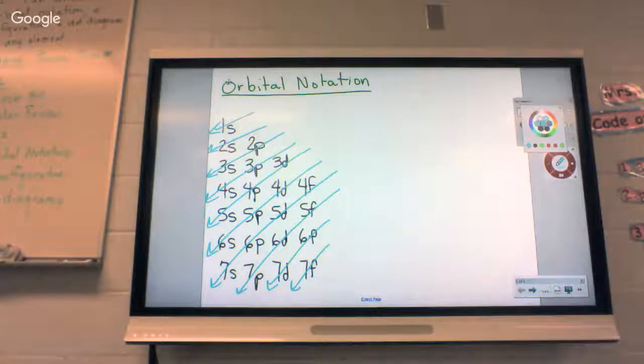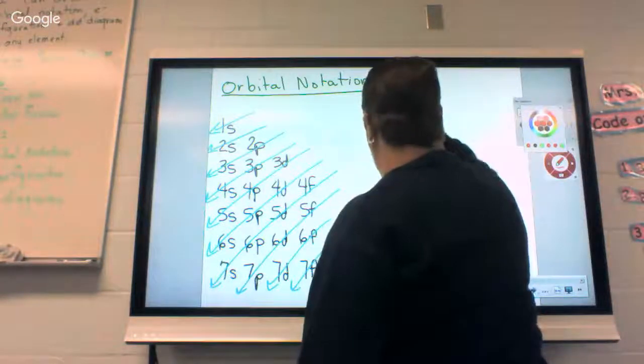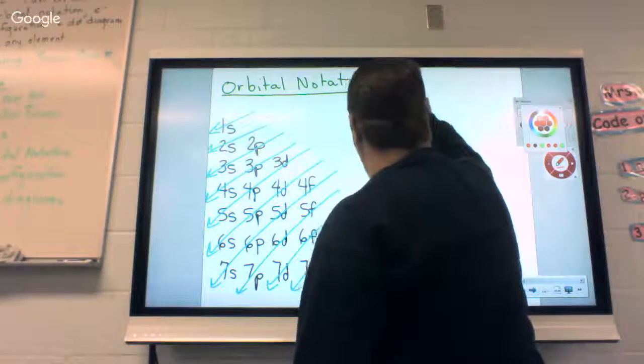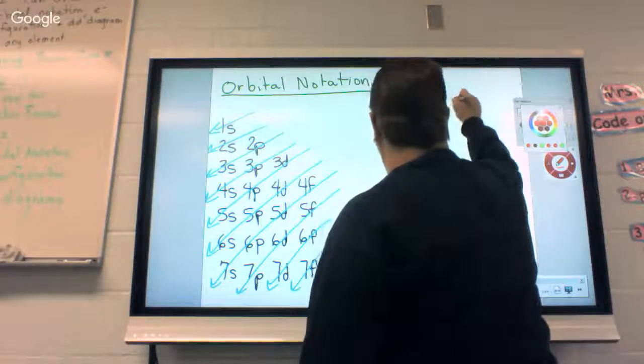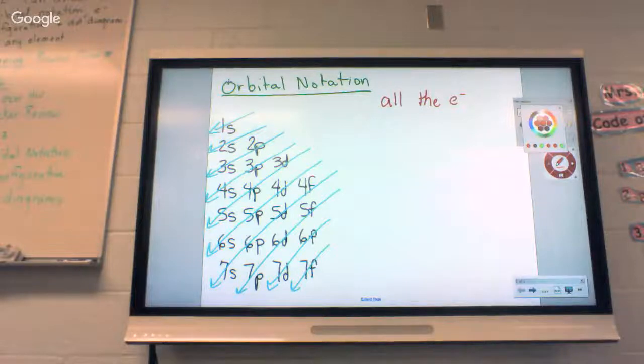Now, orbital notation. We said yesterday that orbital notation shows all the electrons. Now, this one is the one that's the biggest pain because we have to show everything. Tomorrow, we're going to start scaling it back and showing less. Okay? But the things we'll learn tomorrow don't make any sense if we don't learn this part today. So that's why we're doing it this way.